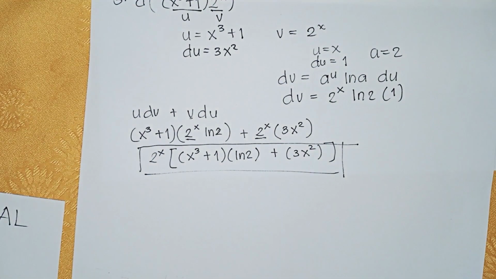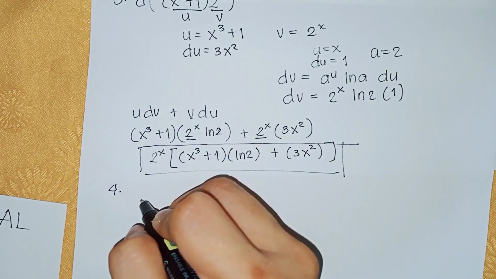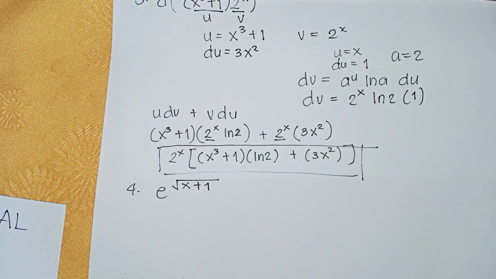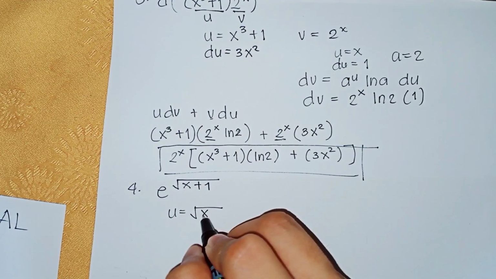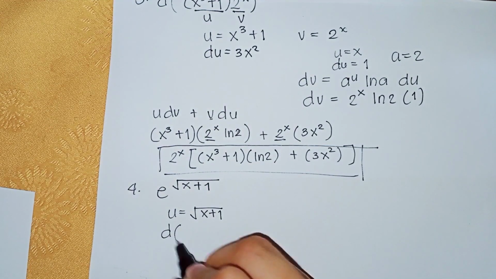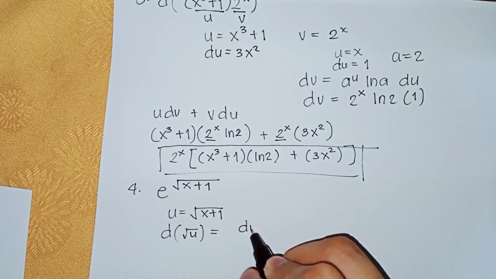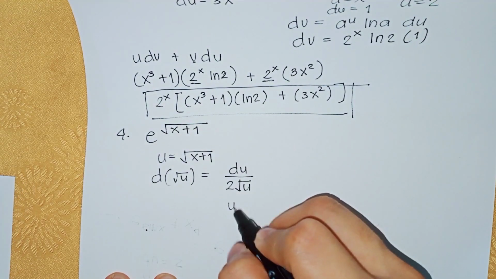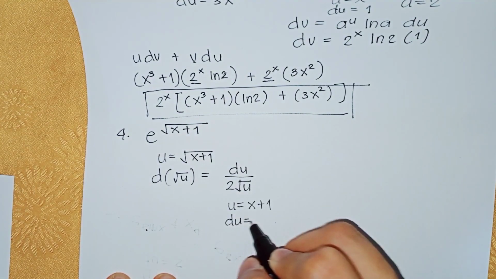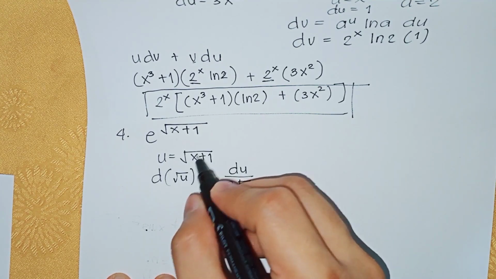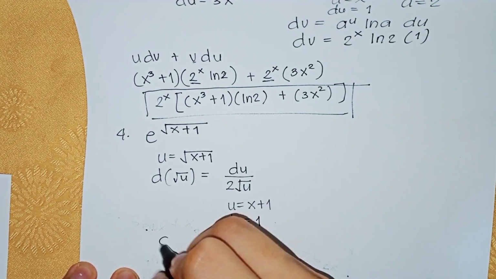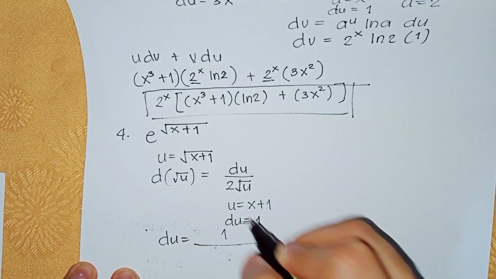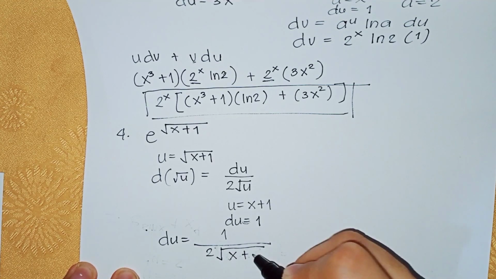So, next example, example number 4, find the derivative of e raised to square root of x plus 1. So, ang function natin dyan, yung square root of x plus 1. So, derivative ng square root ng function, natandaan nyo, so, du over 2 square root of u. Diba? So, ang u natin dyan ay x plus 1, ang du ay 1. So, ang du nito ay 1 over 2 square root of x plus 1.